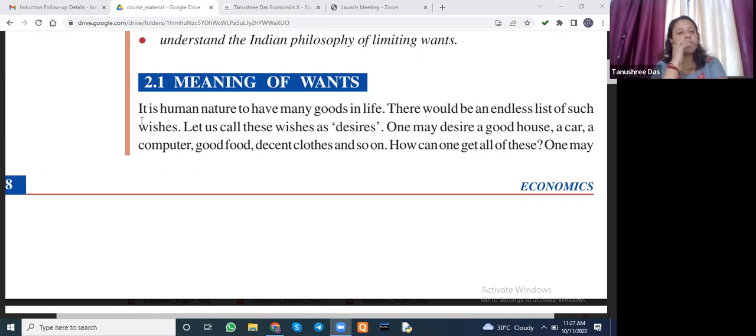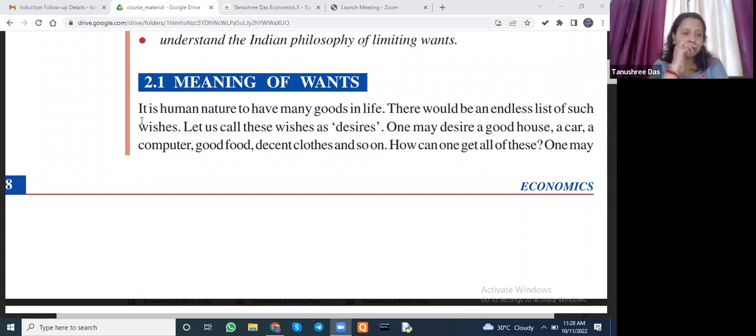Suppose you had a new mobile phone of any brand, but after getting that mobile phone, if you see your friend has a new mobile phone, you will want to get that particular mobile phone. So this is a kind of desire, a kind of want which keeps on increasing in continuation mode. One may desire a good house, a car, a computer, good food, decent clothes, and so on. How can one get all of these? It is not possible to get all the things at the same time.